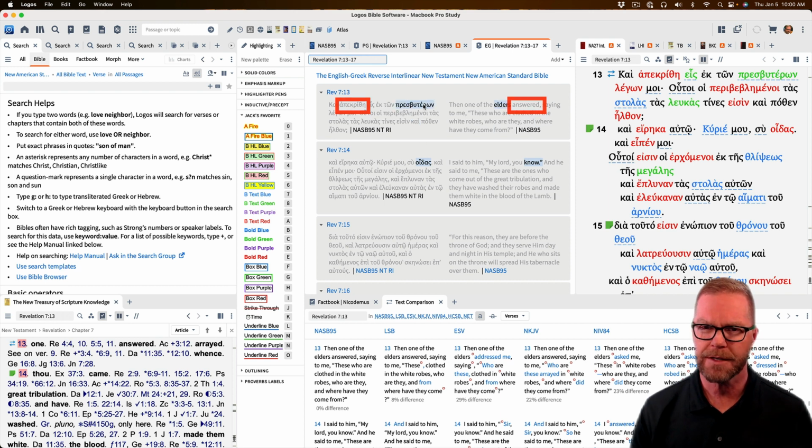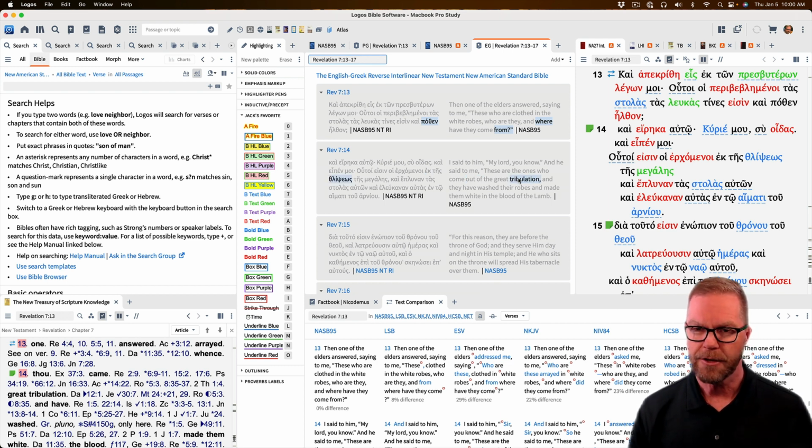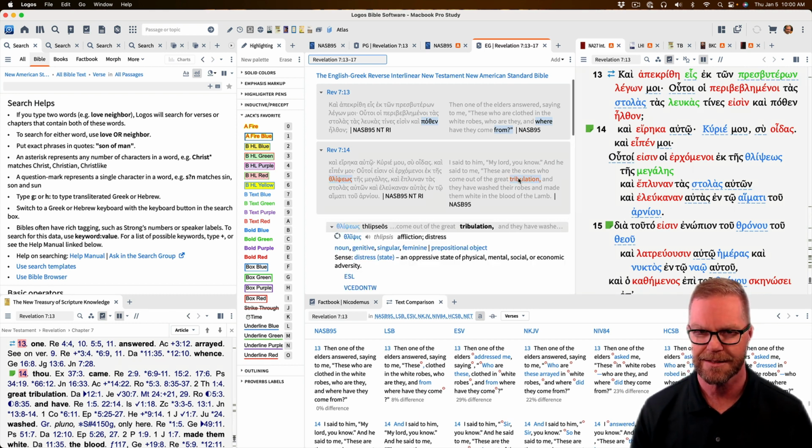So if I want to look at one of these words here, they are clothed in white, where they have come from, these are the ones who've come out of, let's do our tribulation thing here again. So you may not know Greek. So the words to the left may seem like, well, that's beyond me. But you can read, you want to do a study of tribulation. So I'm going to click on this.